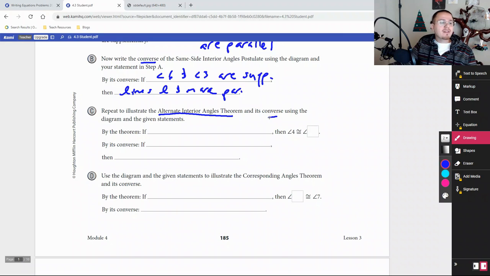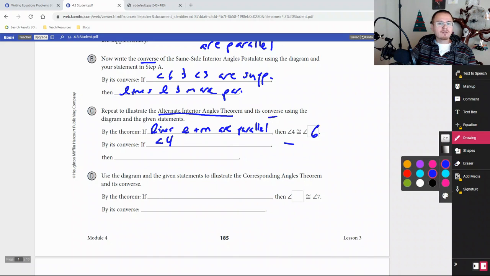So by the theorem, if lines L and M, that's and, not plus, I should have put an and there, but I'm trying to fit. Then angle 4 and angle 6 are congruent. By its converse, if angle 4 is congruent, put the wrong symbol there.